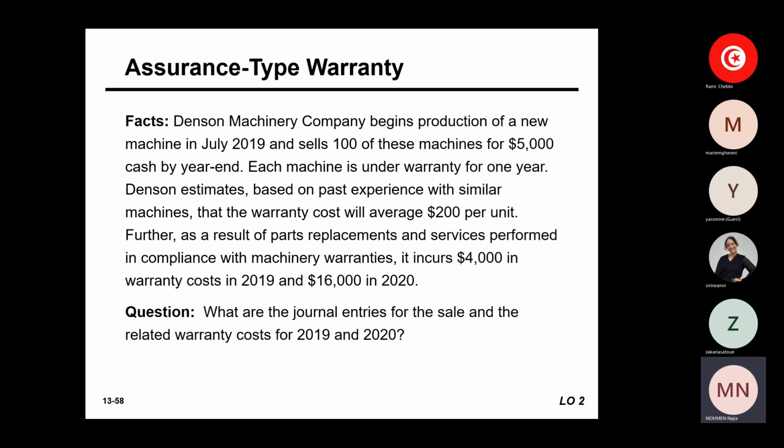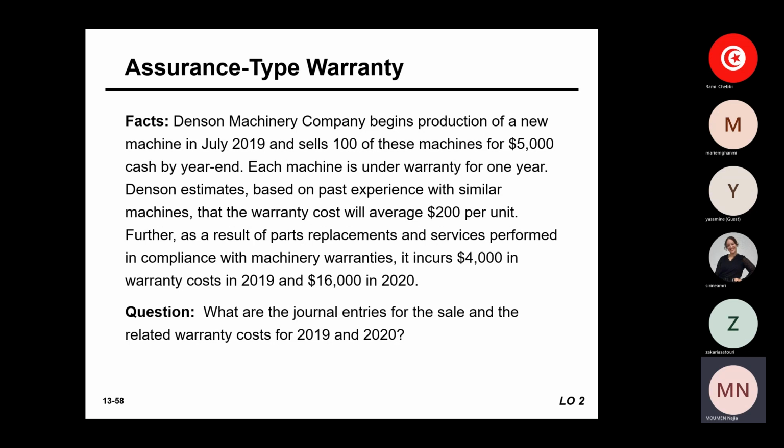So Denson Machinery company begins production of a new machine in July 2019 and sells 100 of these machines for 5,000 cash per year end. Each machine is under warranty for 1 year. Denson estimates, based on past experience with similar machines, that the warranty cost will average 200 per unit. Further, as a result of parts replacement and services performed in compliance with the machinery warranties, it incurs 4,000 in warranty costs in 2019 and 16,000 in 2020.